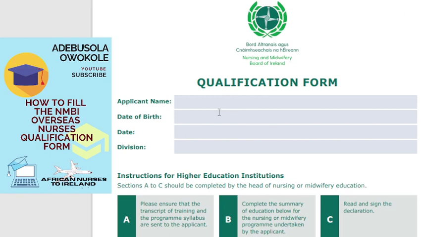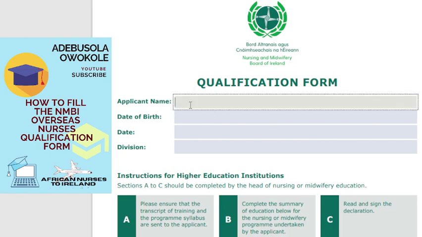So let's start. The first thing is the applicant's name. That is your name, the name you were using when you were in school. The name on your certificate should be the same name on your qualification form. It's going to be the same name on your transcript of training as well. It's not necessarily the name that you use to apply for your NMBI, but it is the same name on your transcript and on your certificate of training when you were in school.